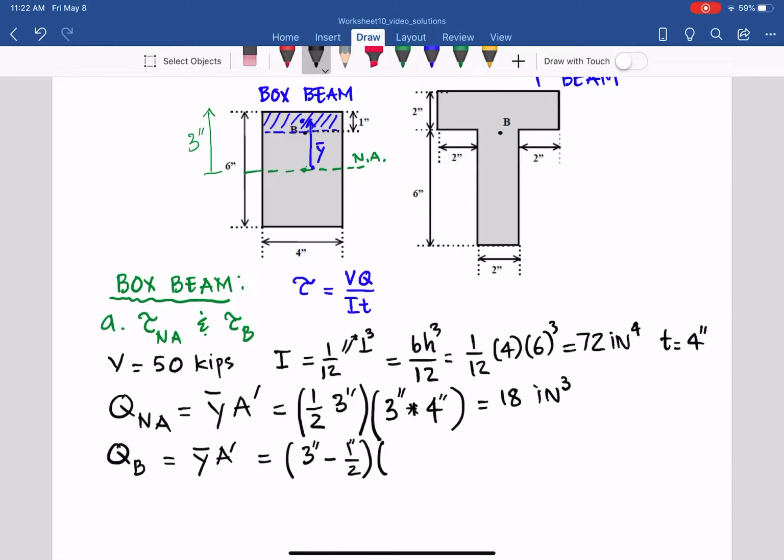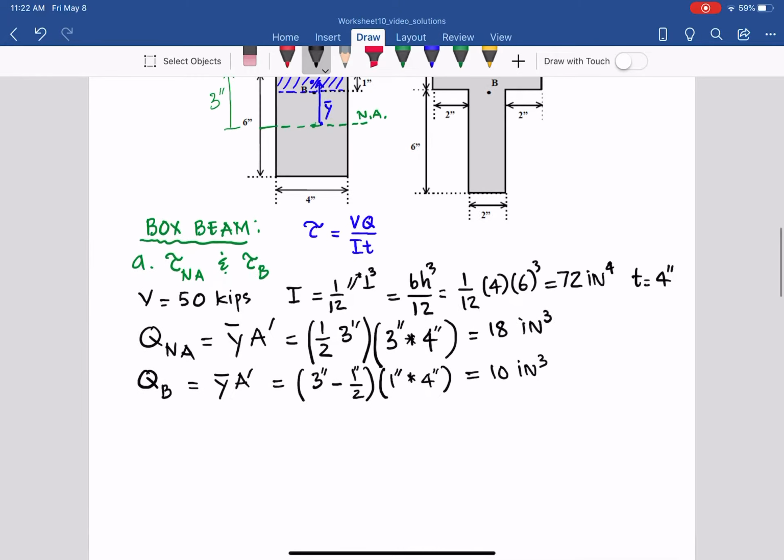The area in this case is a rectangle, and the width is 1 inch times 4 inches for the length of that blue rectangle. So from that it equals 10 inches cubed. When you have all of that, we have V on that equation. V we know, Q we already found, we have I, we have T. So we just go ahead to find the tau for the neutral axis.